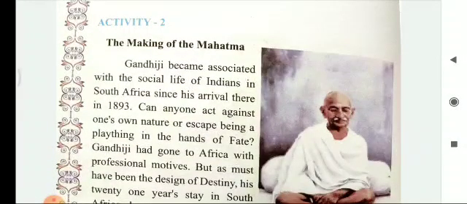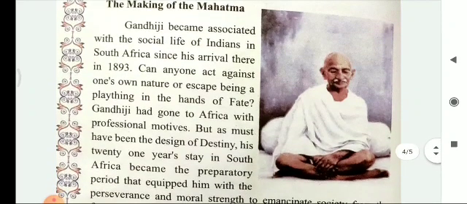So here is activity number 2, the making of Mahatma. How did Mahatma Gandhi start his journey and associate his life for the freedom of our nation? How did he become Mahatma? Let's see activity number 2. Gandhiji became associated with the social life of Indians in South Africa since his arrival there in 1893. Gandhiji got connected with the social life of Indians in South Africa since he came there in 1893.